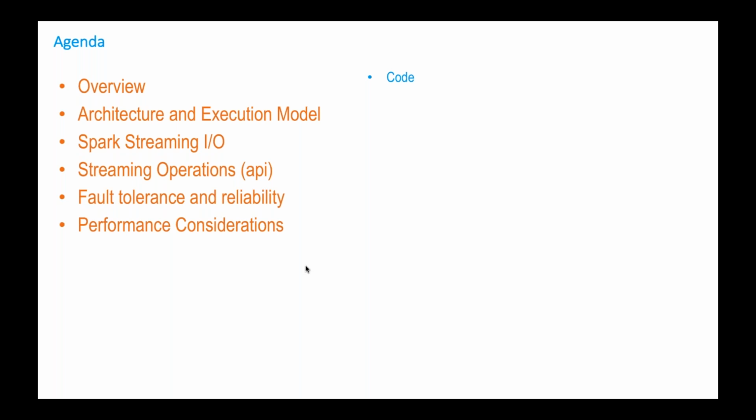So this is the high-level agenda for my talk today. We'll go over the overview, followed by architecture and execution model for streaming. Then we'll talk about streaming input and output. Then we'll briefly talk about the streaming operations and required API calls. Then I'm going to share my experiences with fault tolerance and reliability, which is very important for any streaming application. And at the end, we'll talk about some of the performance considerations you need to take care of.